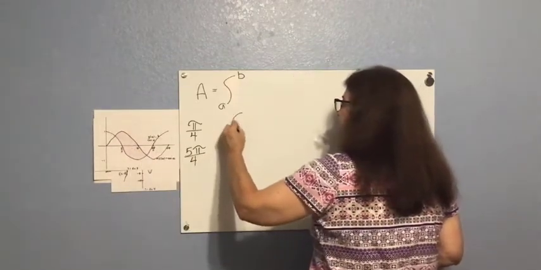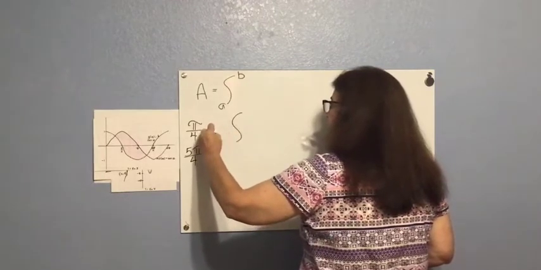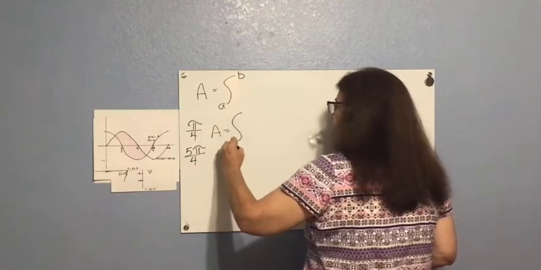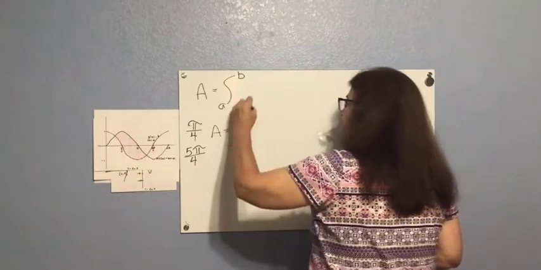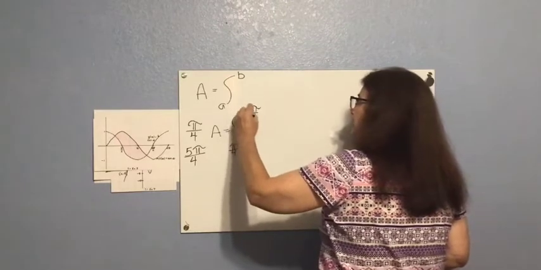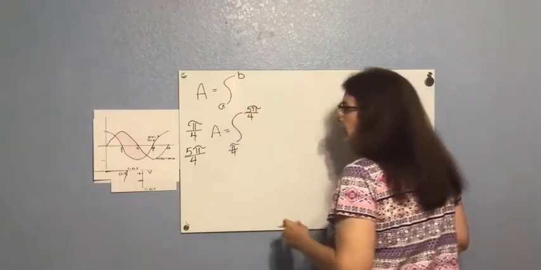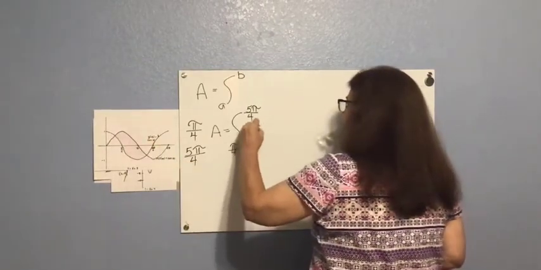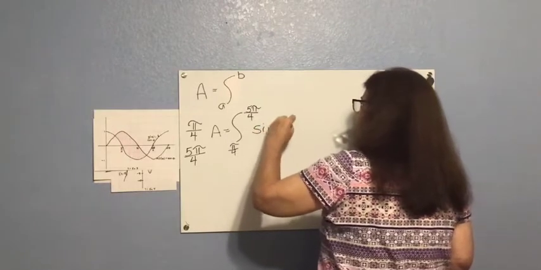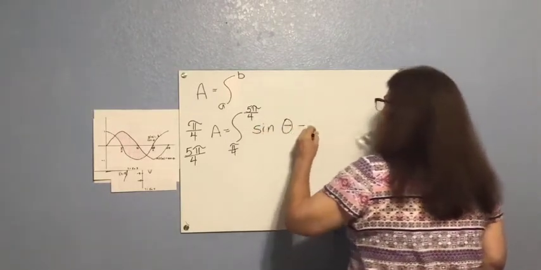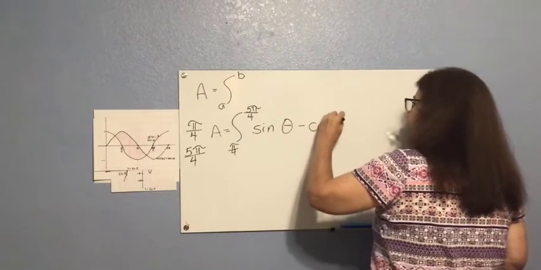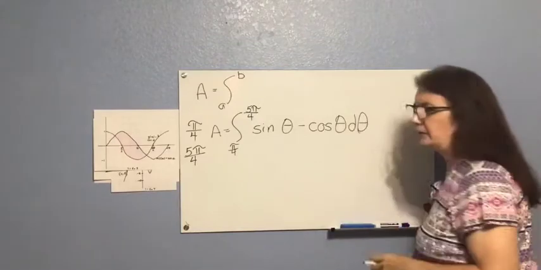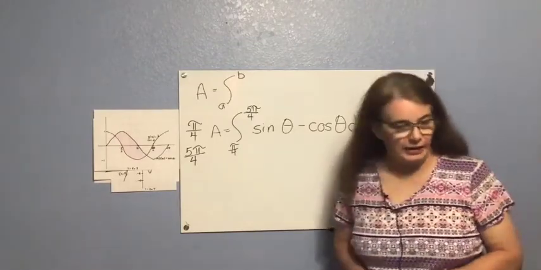So my integral is going to look like this. The area is equal to the integral from pi/4 to 5pi/4, and we'll use the top curve first. So that's going to be sine of theta minus the lower curve, cosine theta, d theta. And we'll use theta for our variable since we're looking at trig functions.